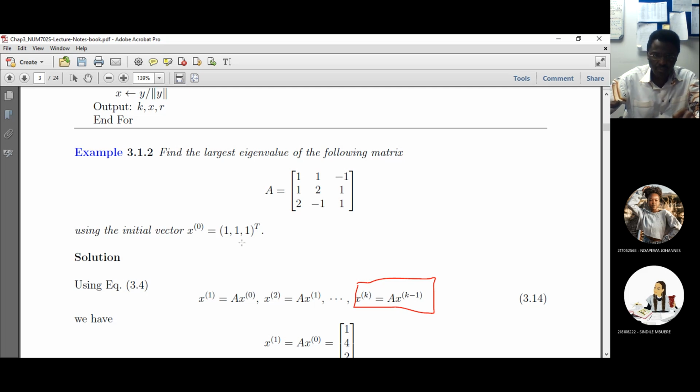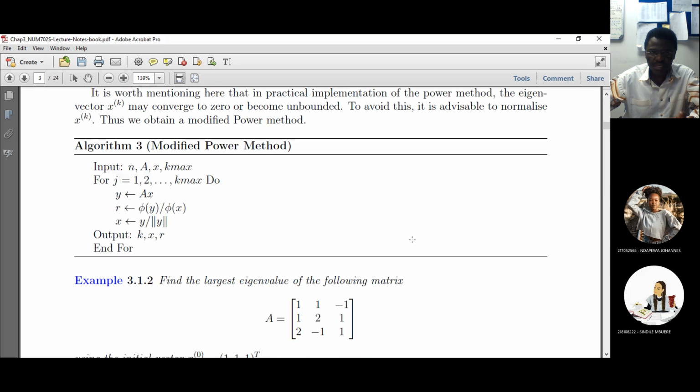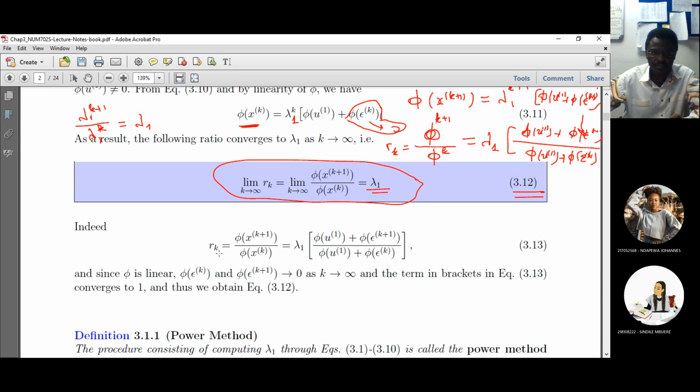Once you have an initial guess, you compute the x1, which is just the power method. That is, you multiply each time x_k by A, and then you get x_{k+1}. This is the iterative method. Now, once you get it, it's not yet finished, right? So that's why I was saying we will see how the x_k is related to r_k. These are our x_k.